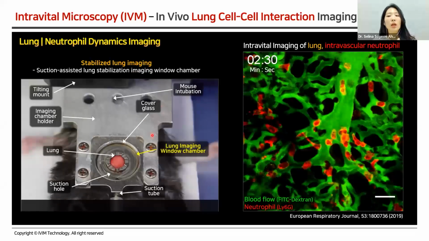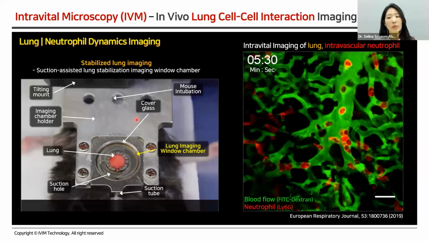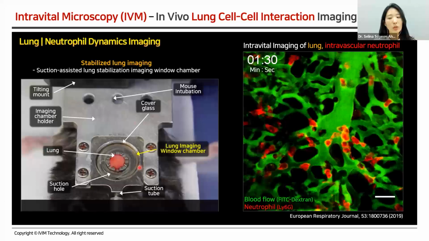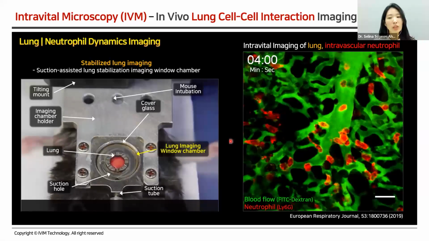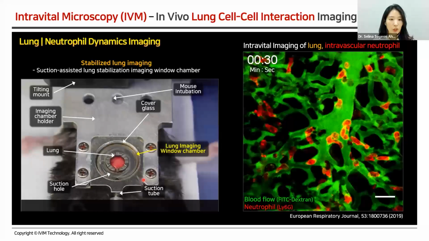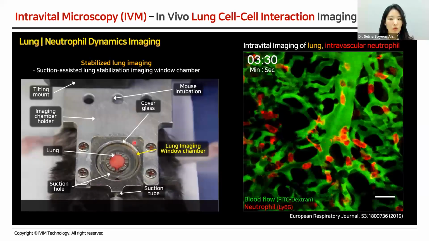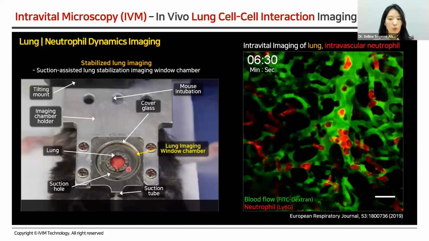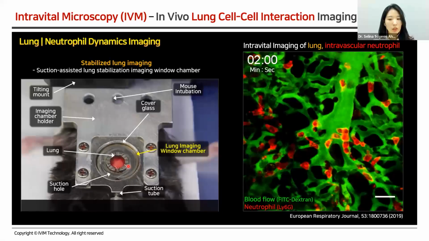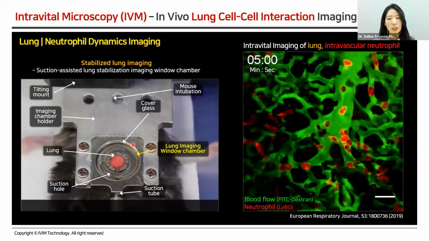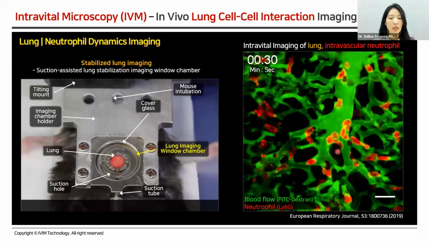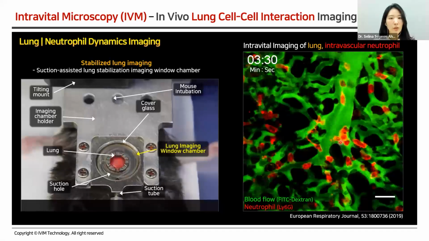Especially, we developed a specialized device for lung imaging, which is a suction-based system optimized for in vivo lung imaging. We expose the lung tissue through the rib incision, and with a little negative pressure applied through the suction hole of the lung imaging window chamber, the lung tissue can be attached to the cover slip in a stable manner. With this in vivo stabilized lung imaging system, we can acquire high resolution microscopic images of the neutrophil dynamics in the pulmonary vasculature in the live mouse model.